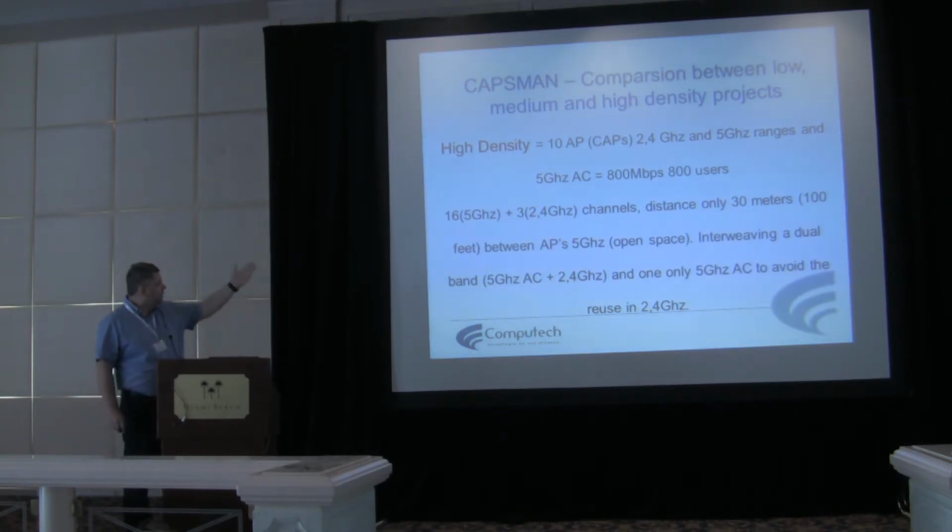High density using AC is basically the same. You can do 10 APs, 800 megabits, 800 users, the same channelizing, 16 channels plus 3, and almost the same way to project. So when you have open space, you have to respect the distance between 2.4 APs.